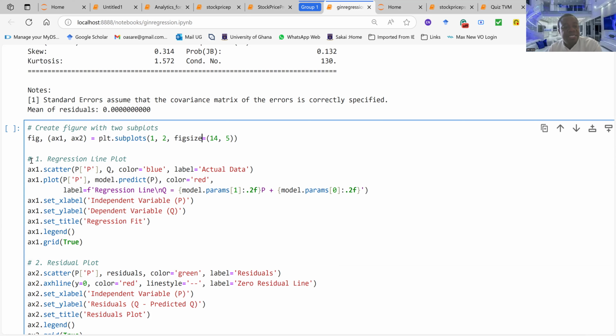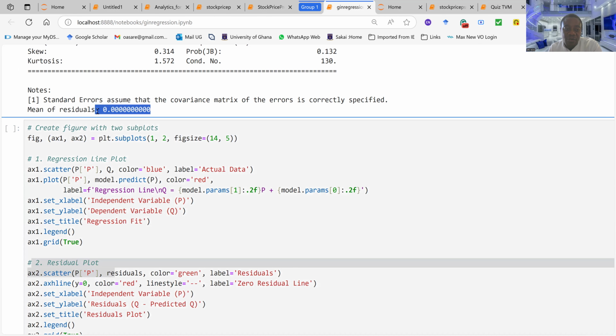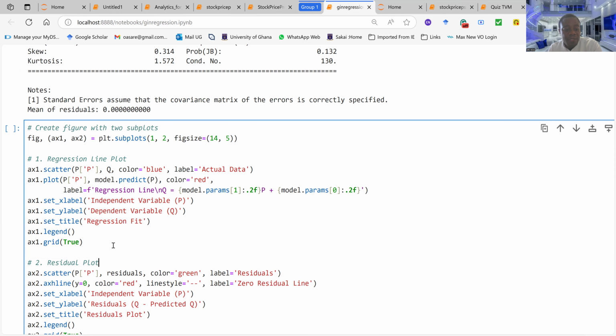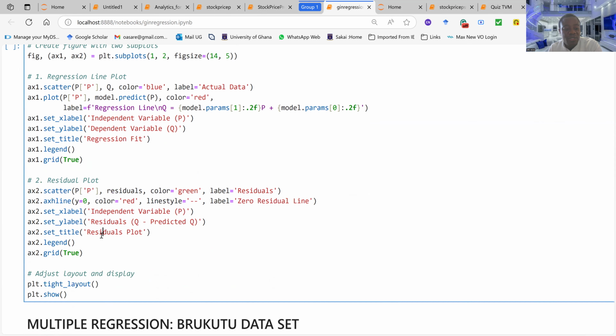This will plot the regression line. It is having a color of blue, using the actual data. All of these things are self-explanatory. Independent variables is there, residual plot. I also want to plot the residuals. And then you see that the residual is actually 0. You're going to see the mean of the residuals. So let's plot this and show the results.